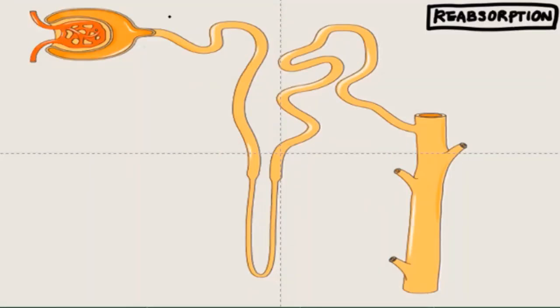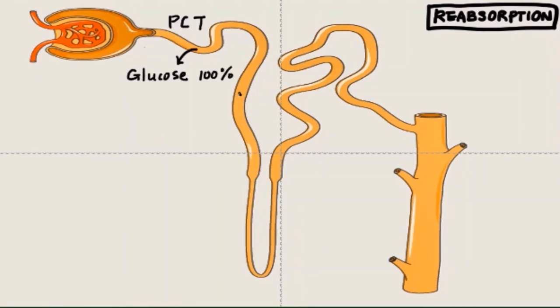What substances are being reabsorbed? Okay, let's have a look. At the proximal convoluted tubule, PCT, 100% of glucose and amino acids will be reabsorbed from the tubule into the capillary. To ensure all glucose and all amino acids are reabsorbed, active transport is involved after dynamic equilibrium is achieved between the renal tubule and capillary.